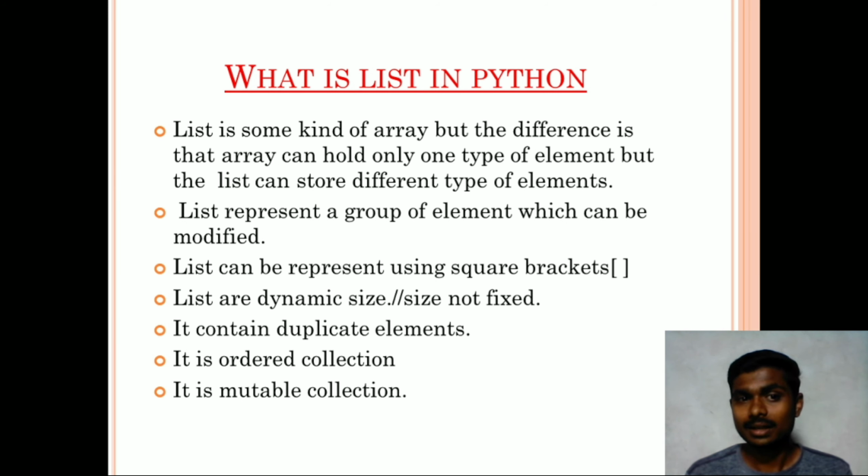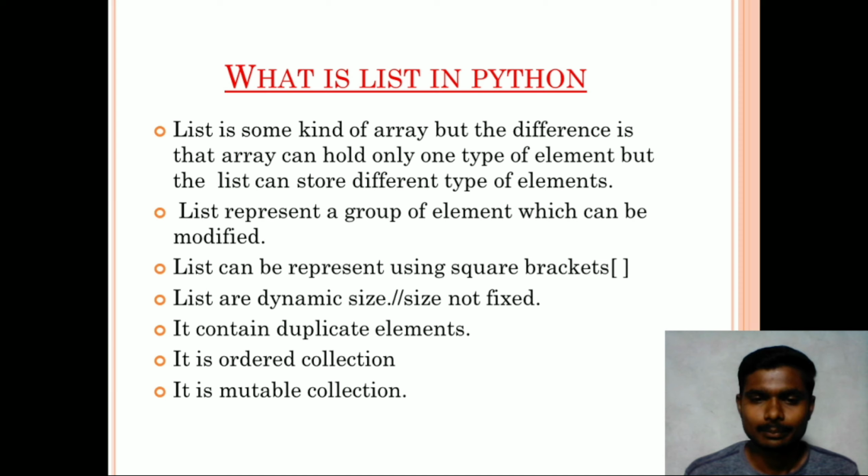So what is list in Python? List is some kind of array, but the difference is that array can hold only one type of element, but list can store different types of element. List represents a group of elements which can be modified, meaning elements in a list we can modify any number of times. A list can be represented using square brackets. To represent a list we have to use square brackets.